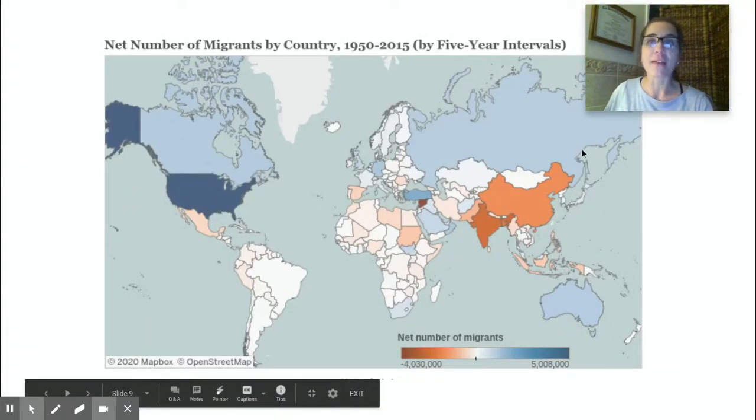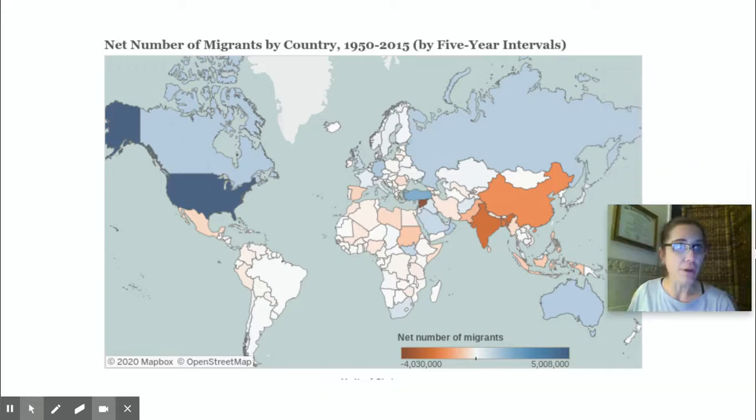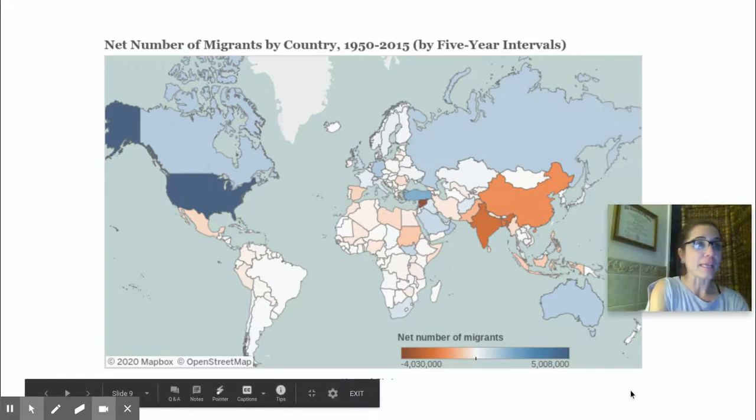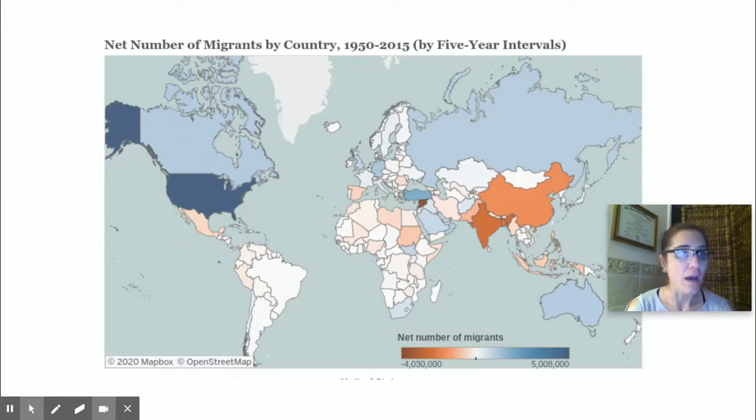This map shows the places that have the highest number of people immigrating or coming in. And this can be seen in the blue countries, where the darkest blue places have the highest number of people coming in. We can also see places with negative migration. Those are going to be your orange places. So you can see that those places are losing people. Those are the places where people are actually leaving.